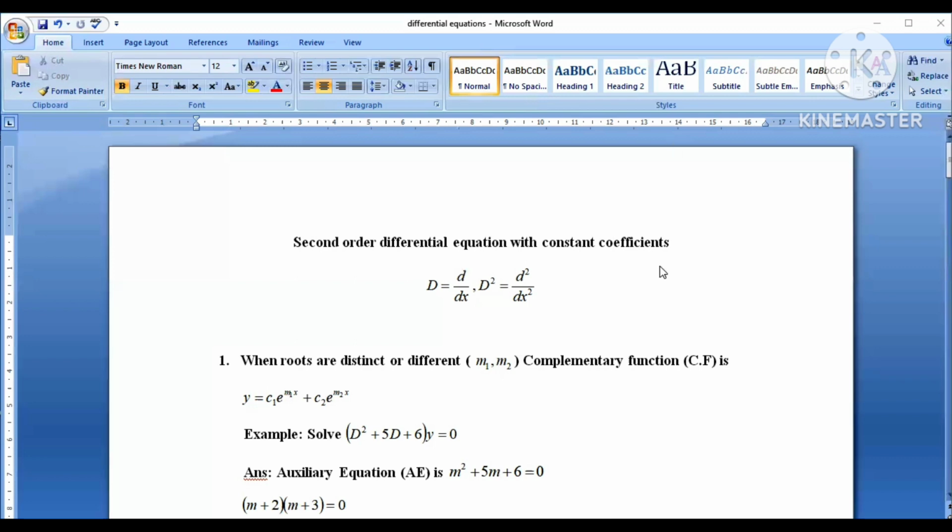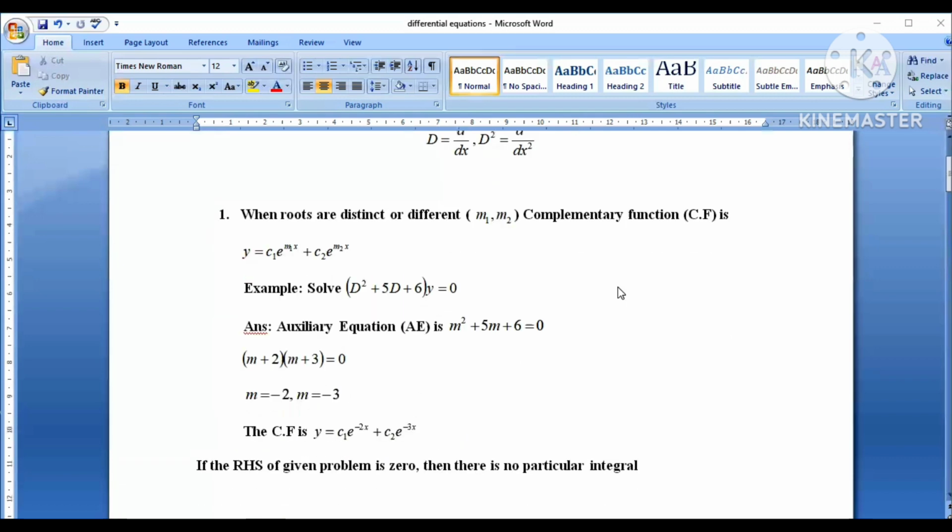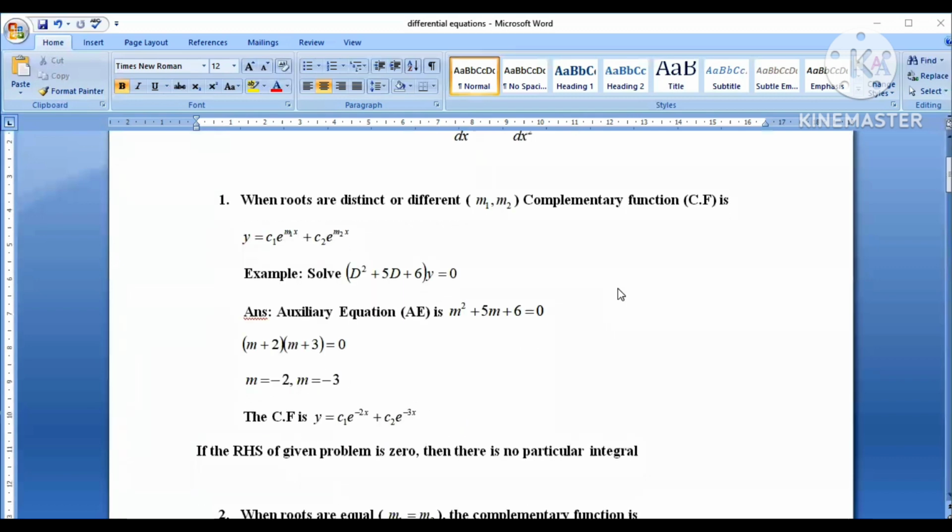Number one, when roots are distinct or different, m1, m2, the complementary function is y is equal to c1 e power m1x plus c2 e power m2x. Let us see one example. Solve d square plus 5d plus 6 into y is equal to 0.